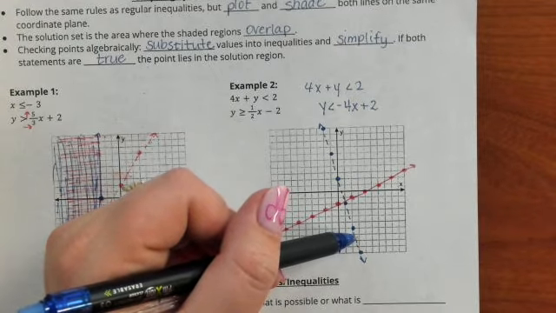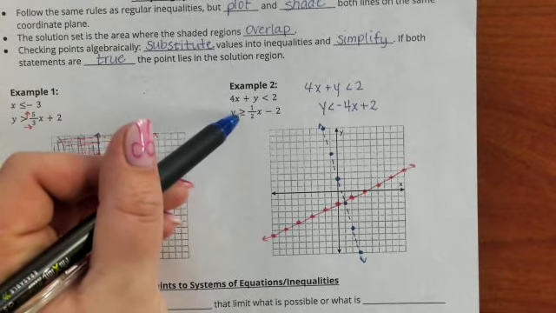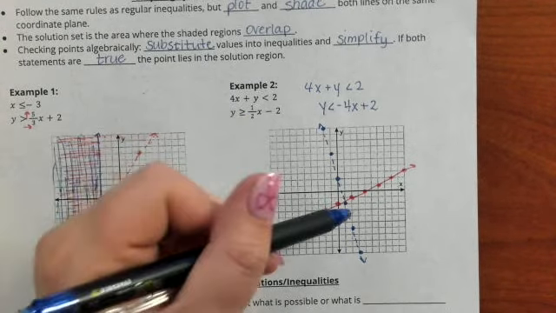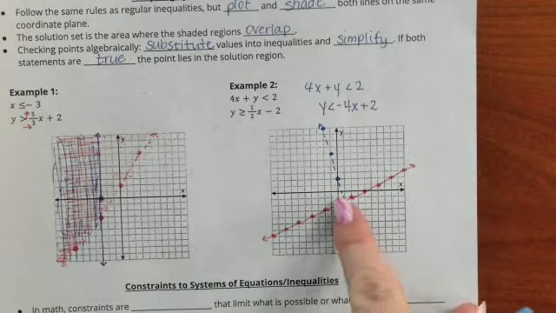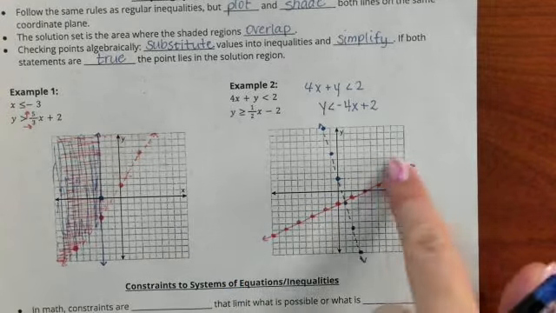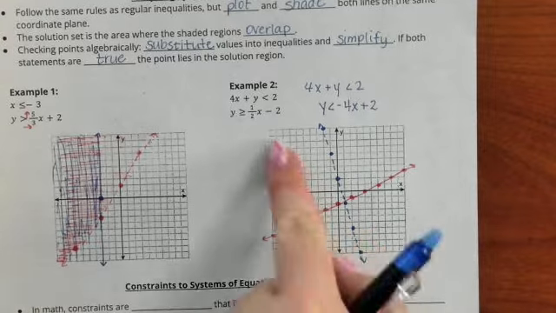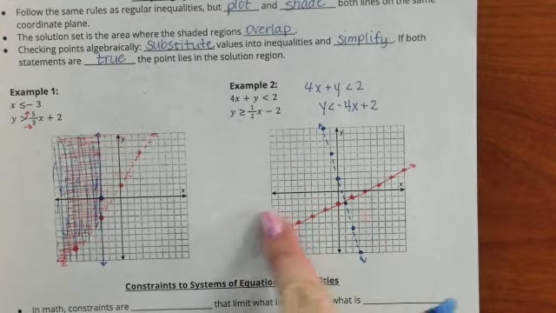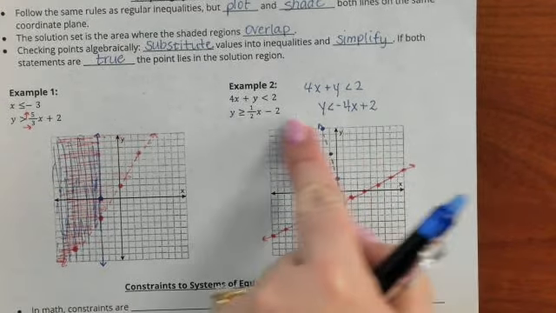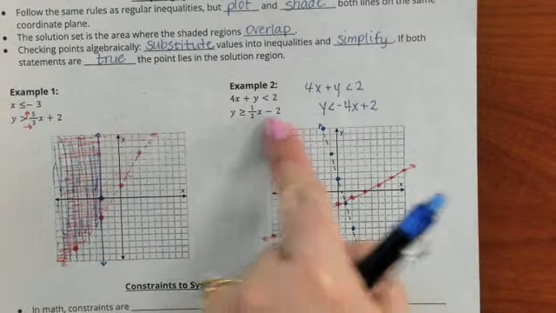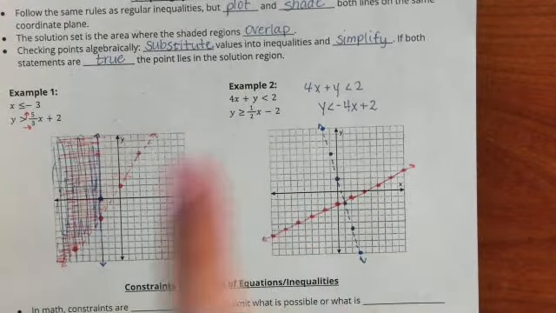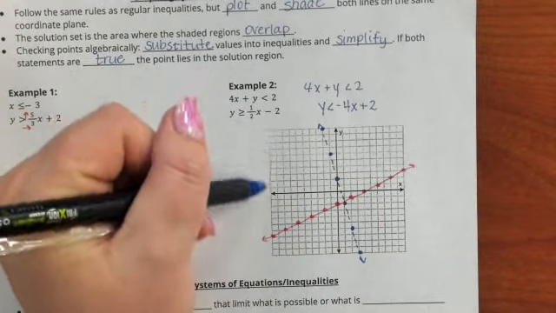Then looking at my y is greater than -2. So I would be shading for my red line this whole region up here. So I want this area shaded in for blue, this area shaded in for red, which means the overlap is happening right here. So that's where I'm going to go ahead and fill in my overlap.